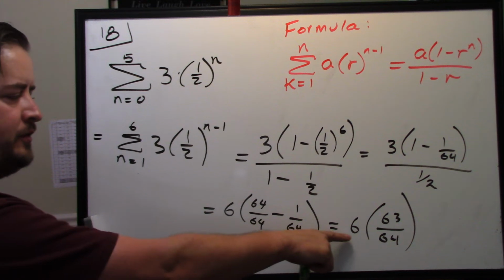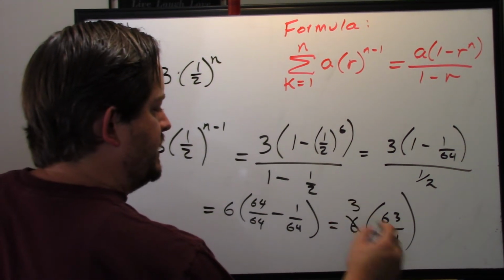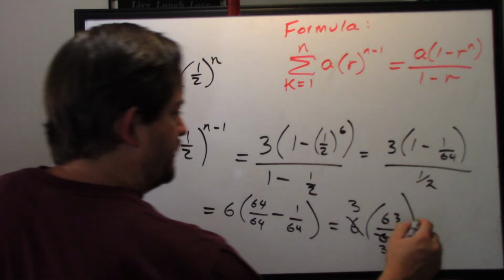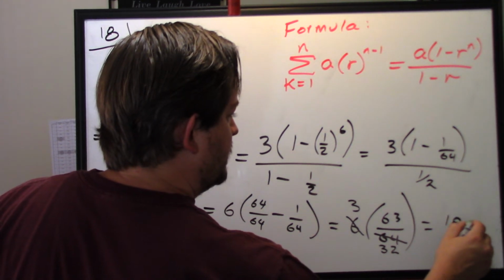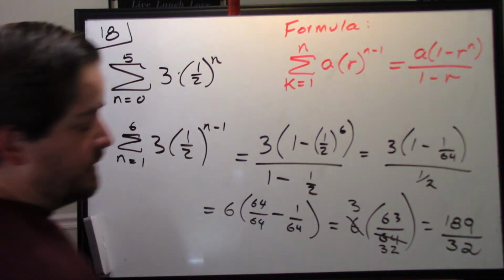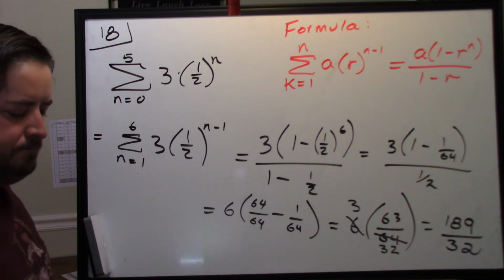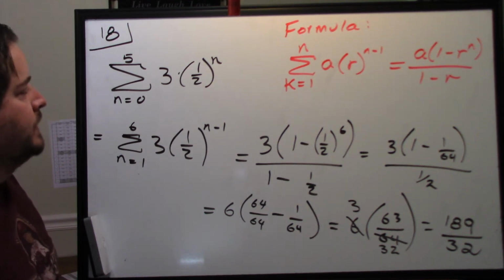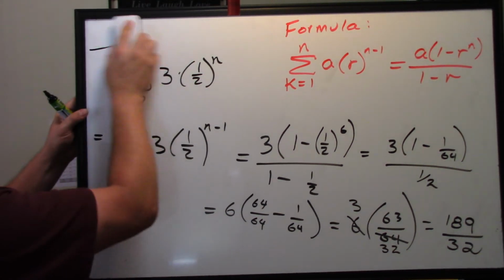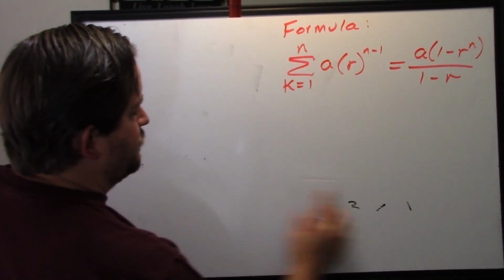Right? I can simplify both 6 and 64, divisible by 2. That leaves me with a 3 and a 32. And so then I have 189 over 32. And that, I believe, is our answer. Let's take a look at 19, which is similar. So I'm going to leave that formula right there.